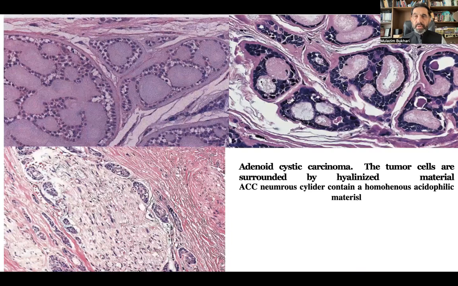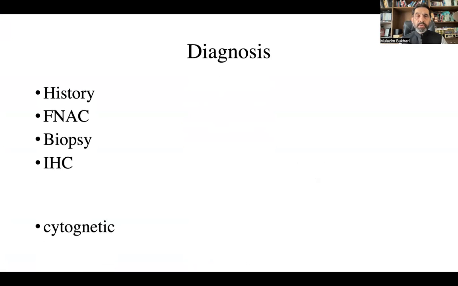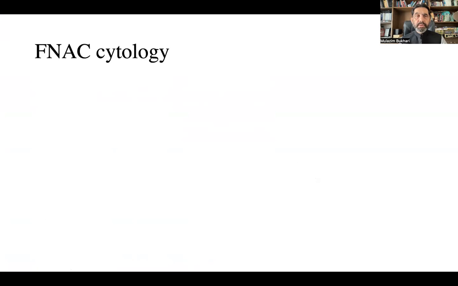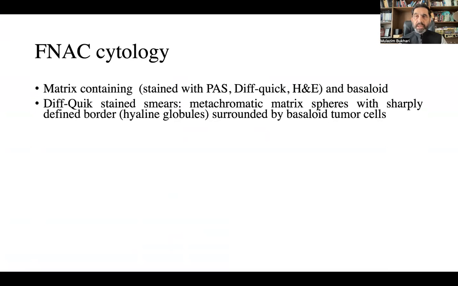You can see the perineural invasion in adenoid cystic carcinoma. The tumor cells are surrounded by hyalinized material. If you do fine needle aspiration and stain with Giemsa, you will see the metachromatic material, along with the perineural invasion. For diagnosis, take the history, do the FNAC, do the biopsy, the immunomarkers and the cytogenetics. Fine needle aspiration is the classical picture, and students are expected to diagnose it in the examinations.